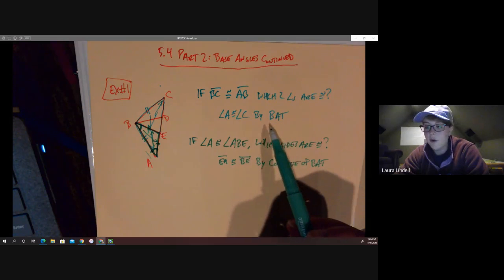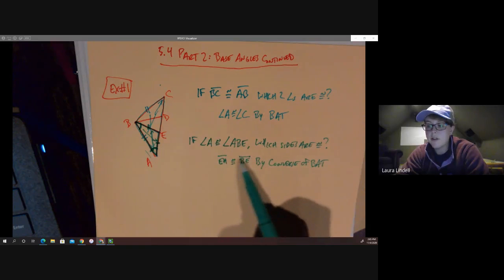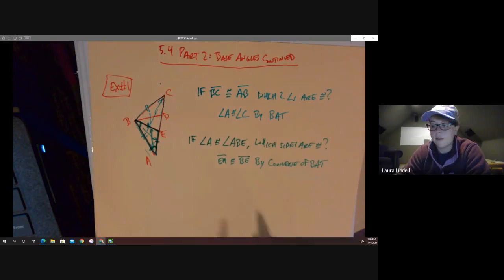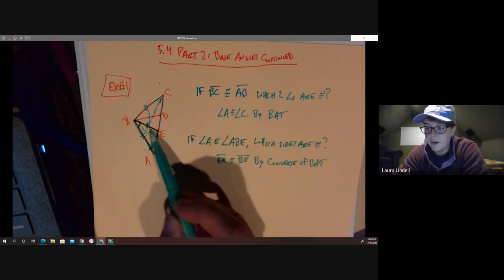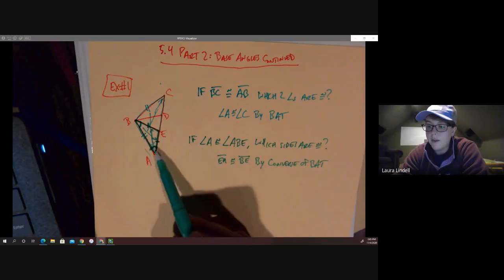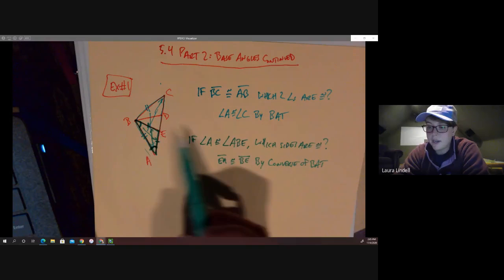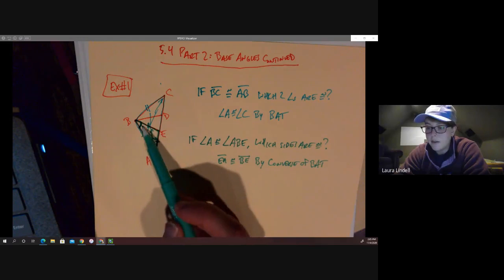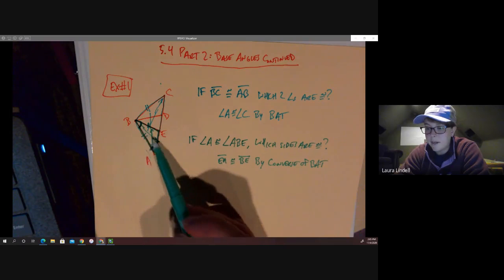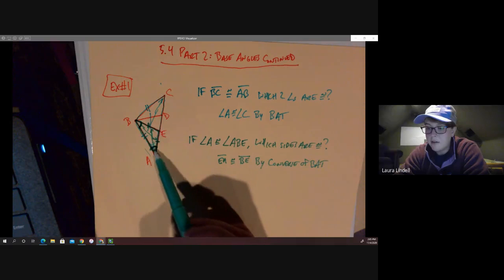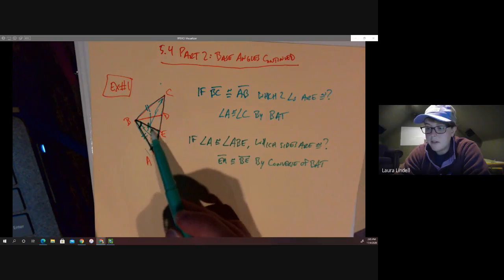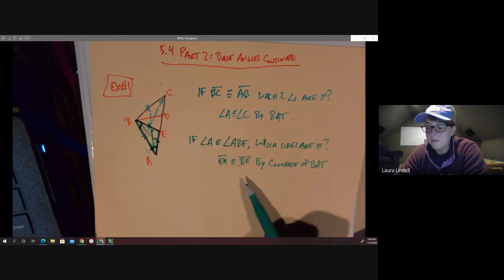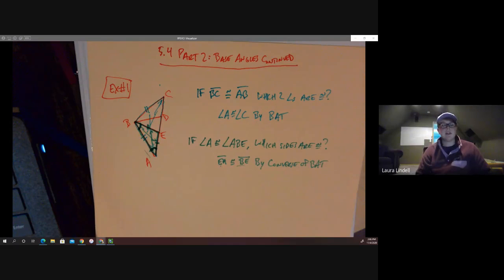On the second one, though, we start with angles and then we go to sides, so that's the converse of the base angles theorem. And on the second one, we deal with this little triangle right here because we're told that angle A is congruent to angle ABE, this one right here. So then EA is across from angle ABE, and EB is across from angle A. So EA and BE would be congruent by the converse of the base angles theorem.